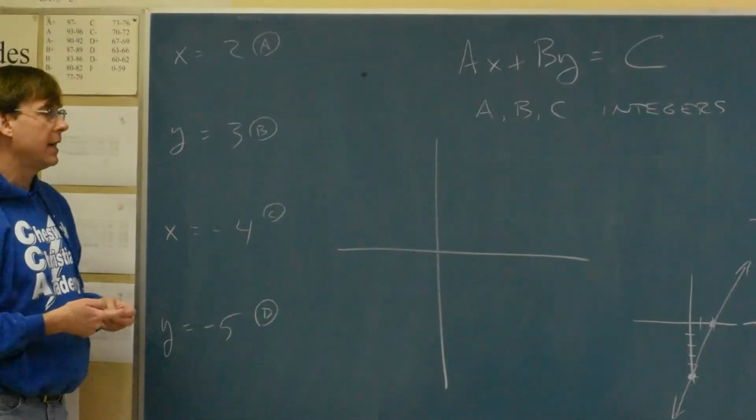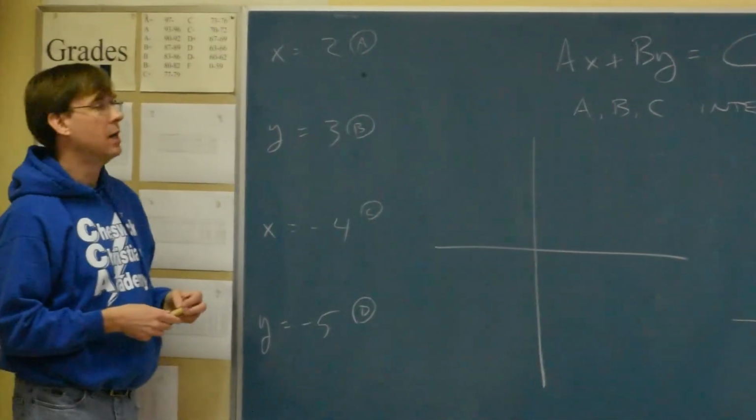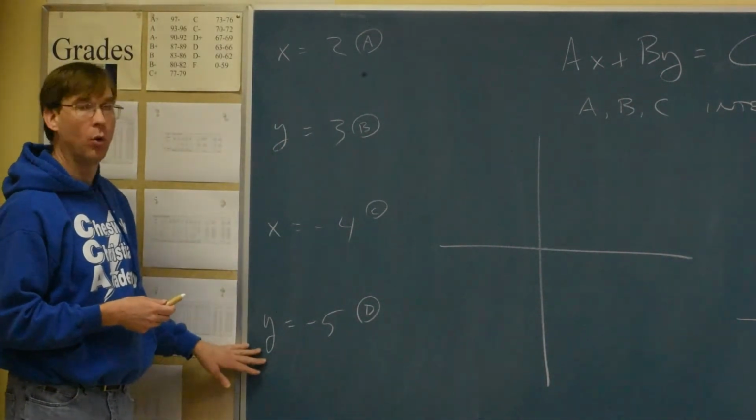Unlike most days where they save the worst for last, they save the easiest for last today. The easiest lines to graph are ones where there's only one variable involved.